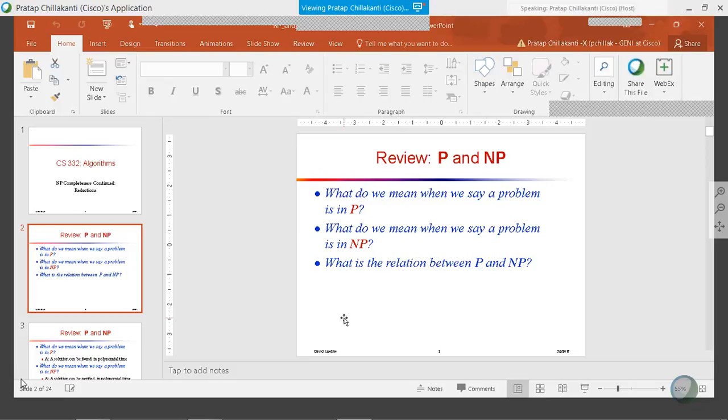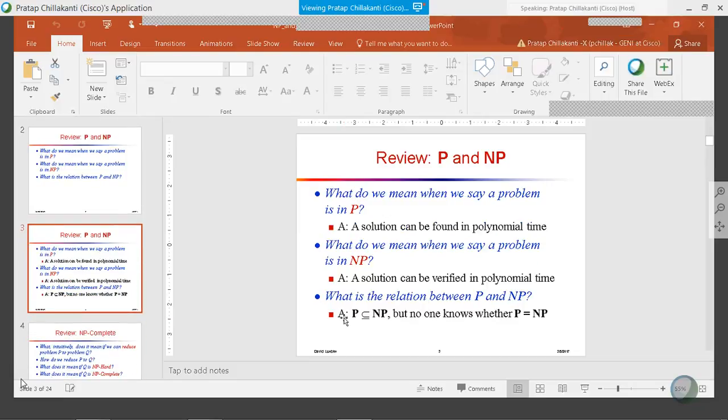So here are a couple of slides on that. We'll stop when it gets too complex. So here is a review. What do we mean when we say a problem is in P? That basically means the solution can be found in polynomial time. Polynomial time, in educated layman's terms, is a limited amount of time, a finite amount of time.